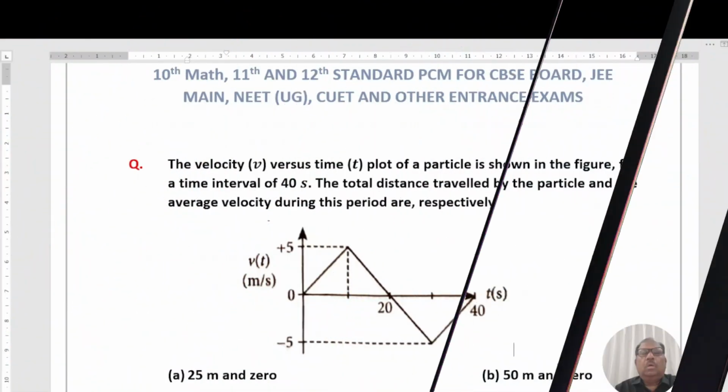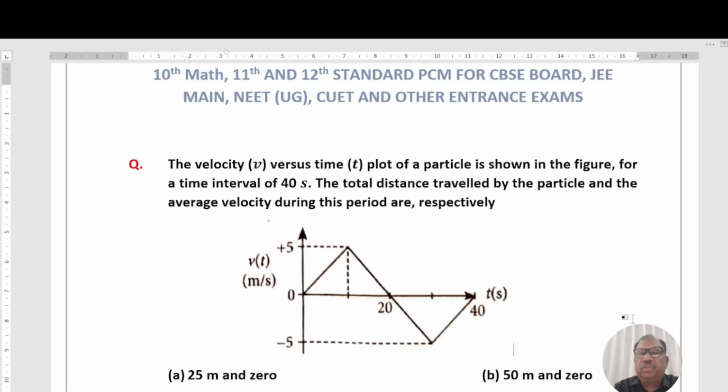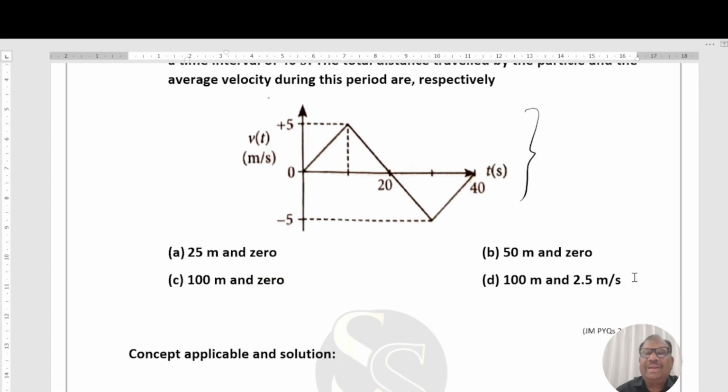Right. Next question. The velocity versus time plot of a particle is shown in the figure for a time interval of 40 seconds. The total distance traveled by the particle and the average velocity during the period are respectively. Four options are given, one of the options is correct.